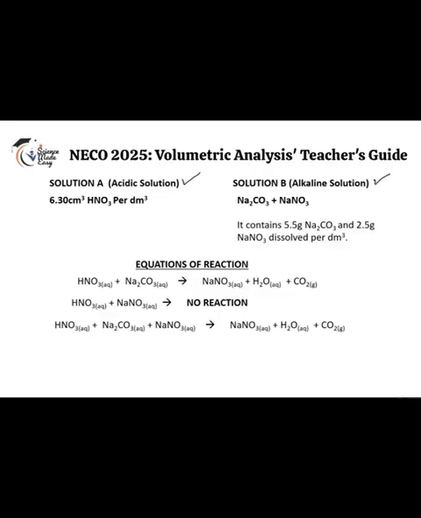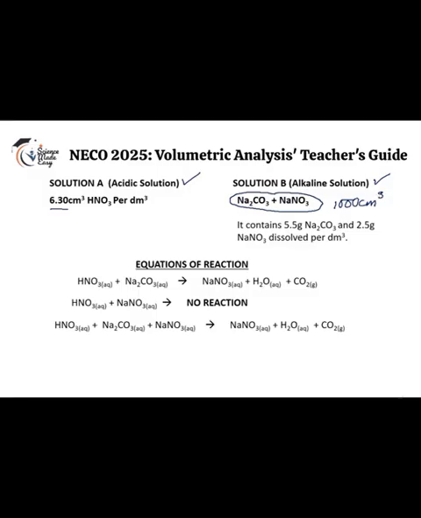From the instructions you have received, solution A should contain 6.30 cm³ of HNO3 per dm³, while solution B is a mixture of Na2CO3 and NaNO3. That is a mixture of sodium trioxocarbonate(IV) and sodium nitrate. Please note that you are not expected to prepare two different solutions. Solution B is expected to contain these two compounds: 5.5 grams of Na2CO3 and 2.5 grams of NaNO3 per dm³. So you have this entire mixture in 1000 cm³.